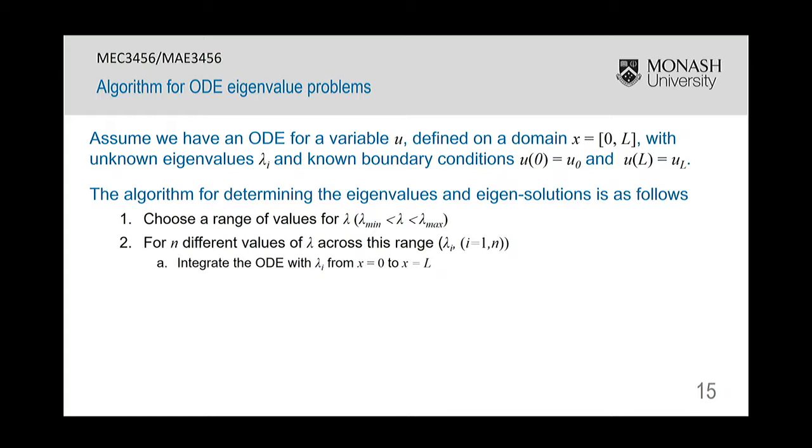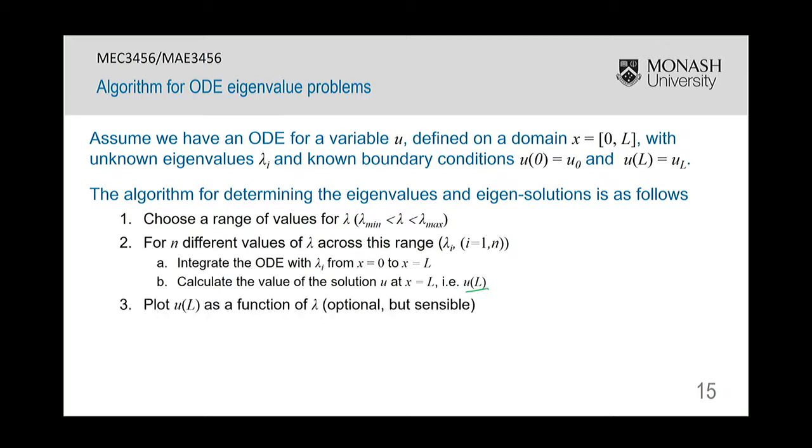integrate the ODE with lambda i from x is equal to 0 to x is equal to L. Calculate the value of the solution at x is equal to L. We're going to call that uL. Plot uL as a function of lambda. Now you don't have to do this step, but it's a really sensible thing to do, to see whether you've actually captured any eigenvalues or whether you've perhaps captured too many.